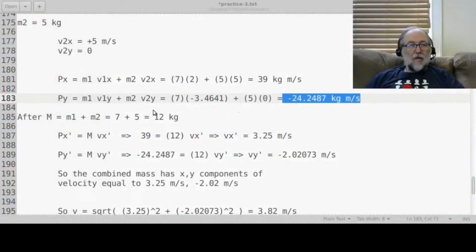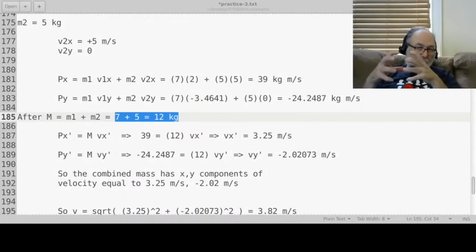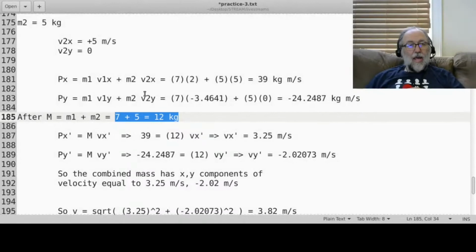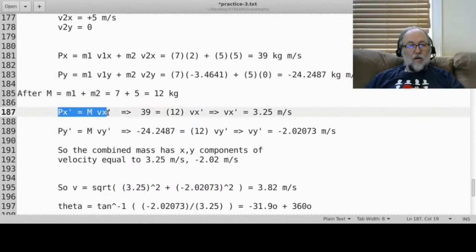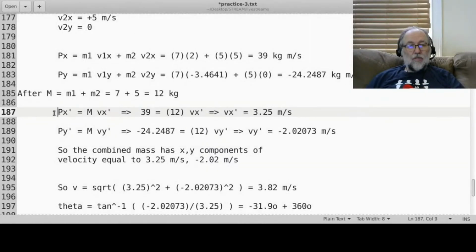And that mass, how big is it? Well, it's the combined mass, so it's the 7 plus 5, and that's 12 kilograms, okay? So the 7 and 5 collide together to give you a lump of 12 kilograms, okay? And now the total momentum after, there's only one mass to contribute, so there's just one mv, okay? So px primed is going to be mvx primed, okay? And that's got to equal 39. So this is equal to 39.